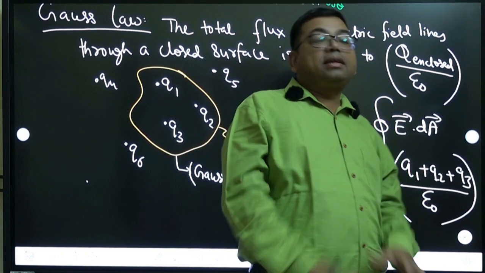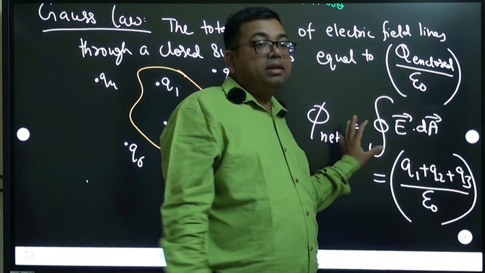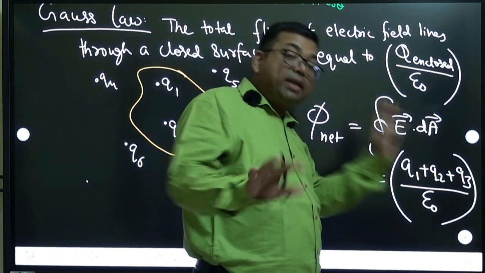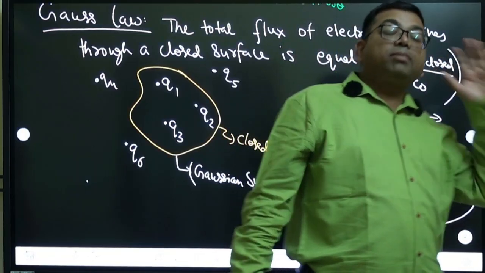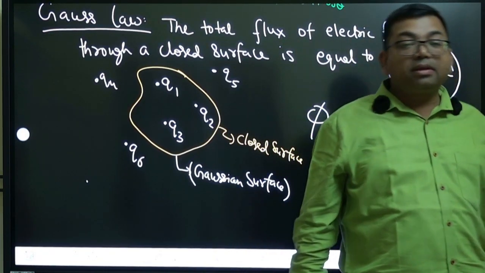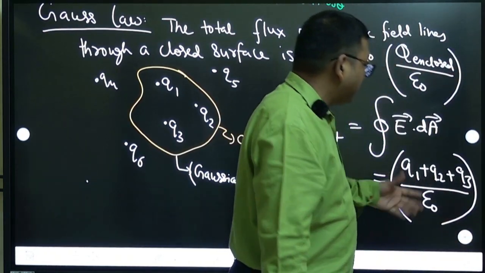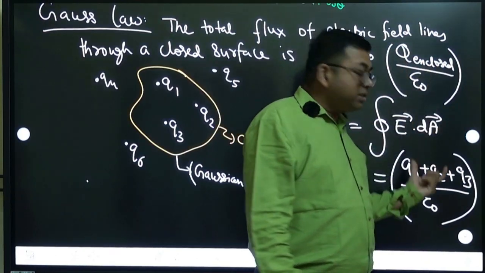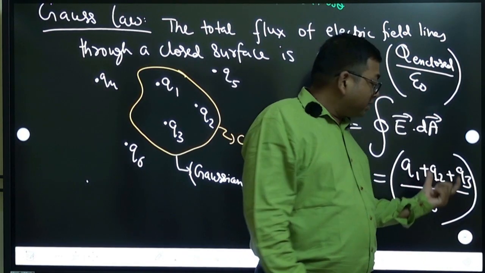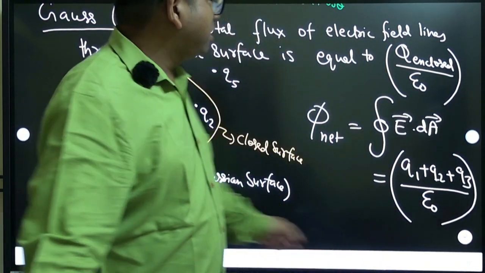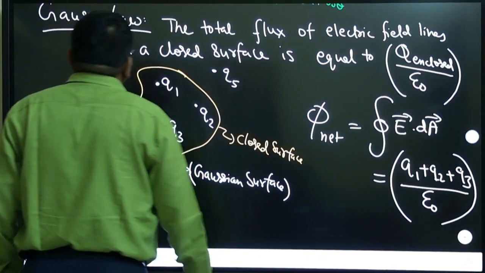What is the left hand side? The left hand side means total flux calculation, which involves integration of E dot dA, which is quite complex because at different places, different field lines will be there. Quite complex left hand side. But the right hand side is quite simple. It says only the total charge enclosed within that surface divided by epsilon naught. Very simple. Now this is what Gauss law is.